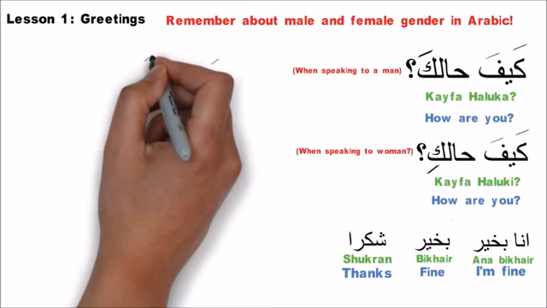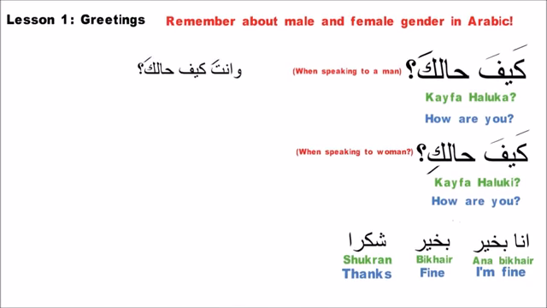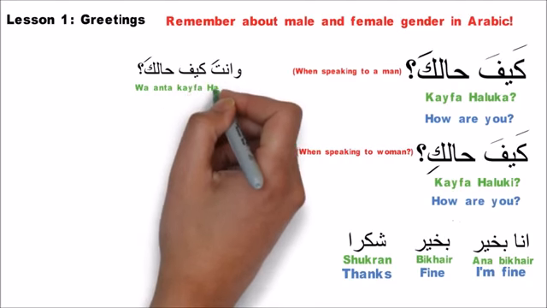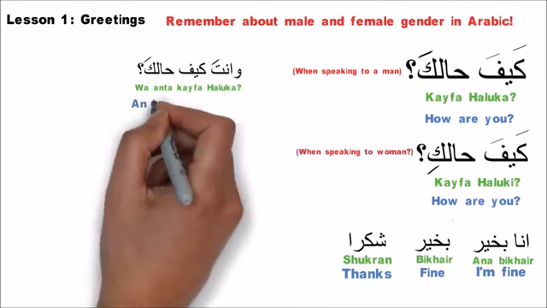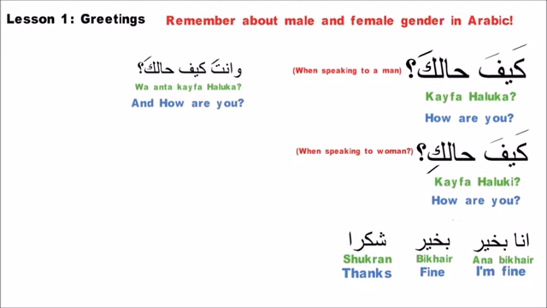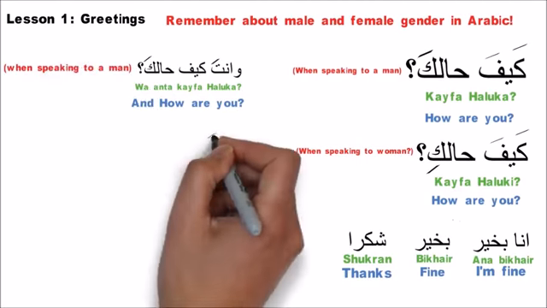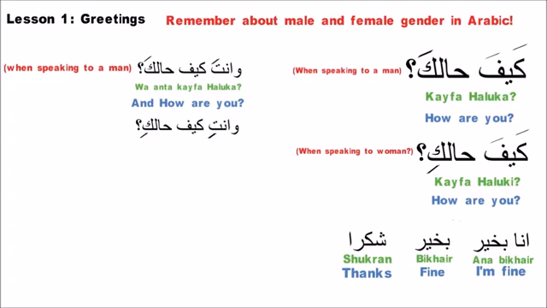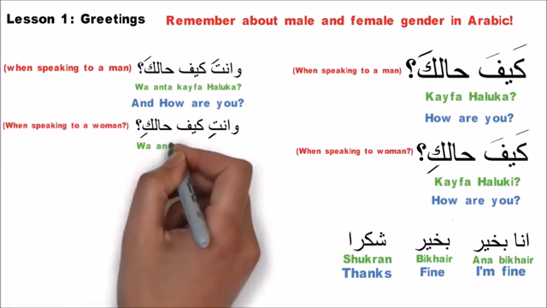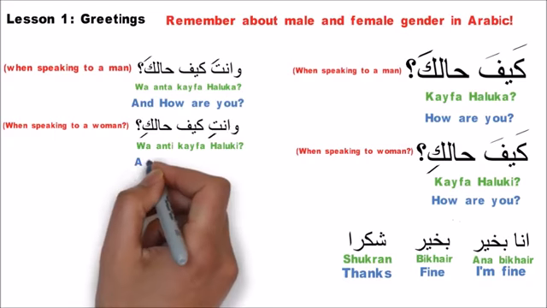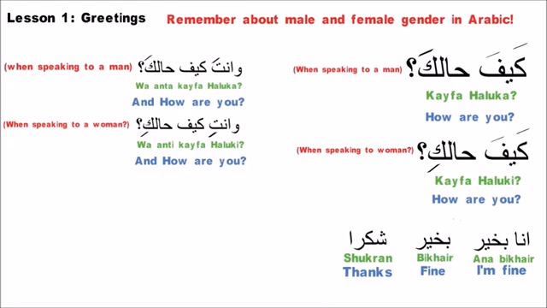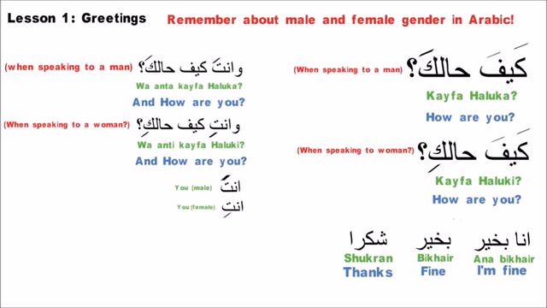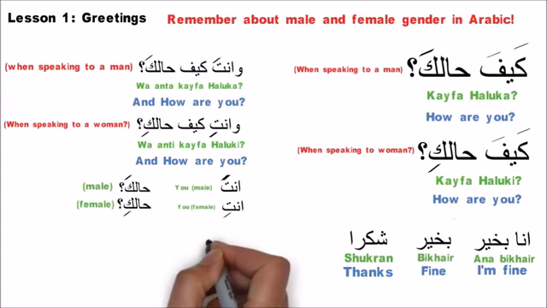And now ask about the second person. Wa anta kayfa haluka? It is for male. Wa anti kayfa haluki? It is for female. It means and how are you? The difference is the last part of the word, ka and ki. Ka for male and ki is for female. Always remember the gender because it's important in Arabic to use it.